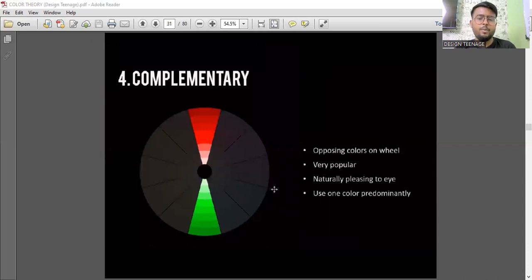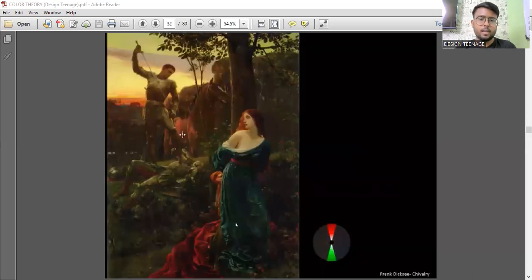Next what we move on to is complementary. Complementary is nothing but opposite colors. Opposing colors on the color wheel, very popular, naturally pleasing to the eye, uses one color predominantly. Now these are some examples which give a pretty good understanding of how complementary colors are achieved, and these are usually used to show two different phases in a composition.